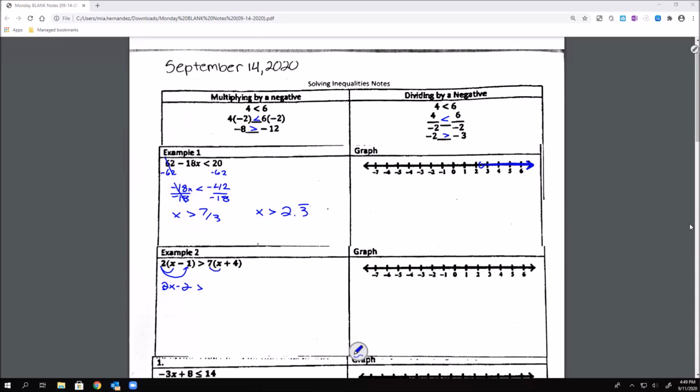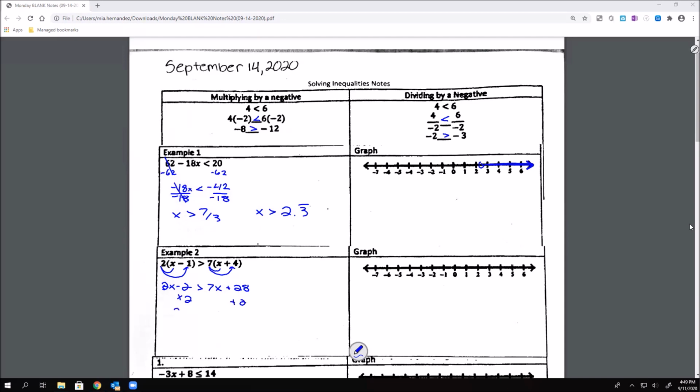My 7 goes to x and my 7 goes to positive 4. I get 7x plus 28. So now I have 2x minus 2 is greater than 7x plus 28. Just like before, I'm trying to get the x's on one side and get x by itself. So we're going to start by adding 2 to both sides.